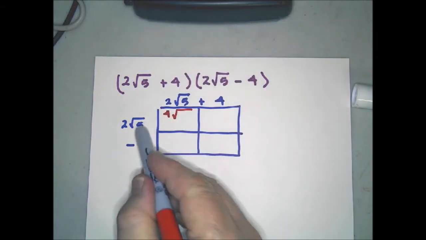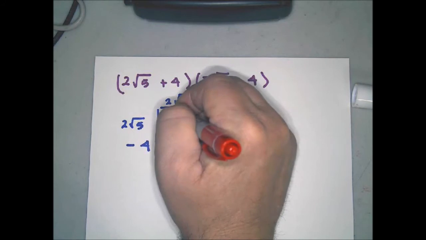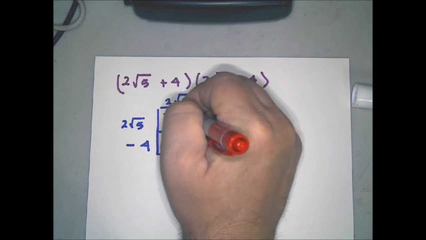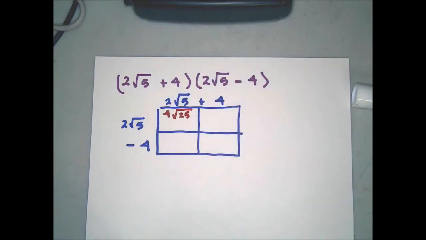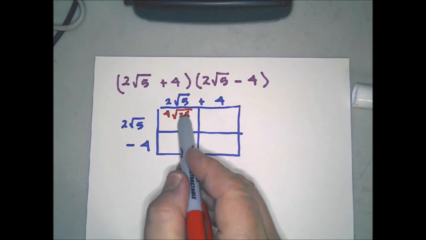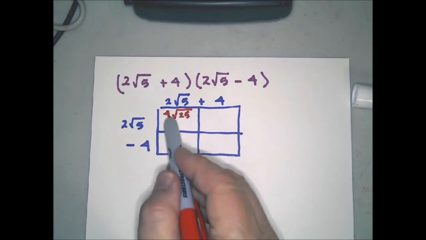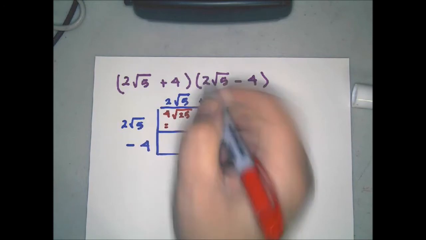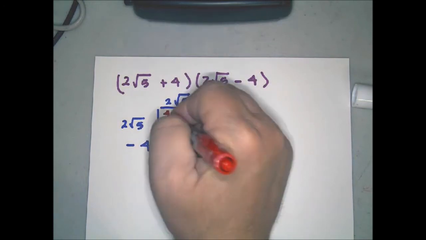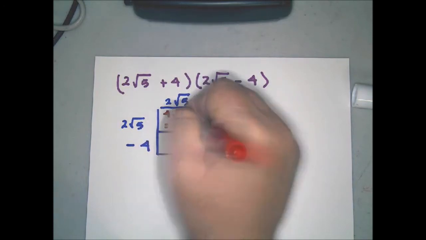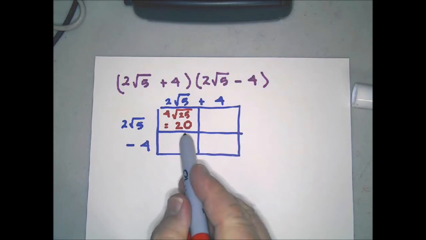Now square root 5 times square root 5 would be square root 25. Inside times inside stays inside. But the square root of 25 is 5. So you would bring a 5 out. 5 times 4 is 20. So this cell really is 20.